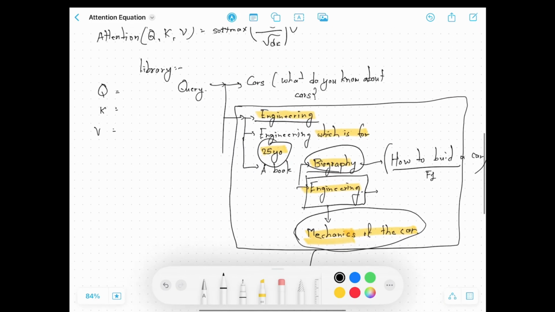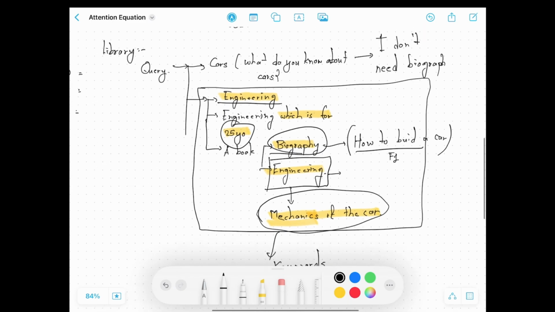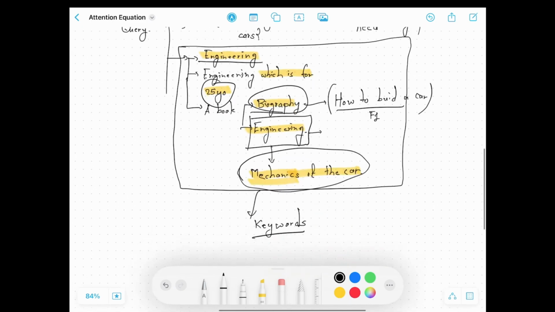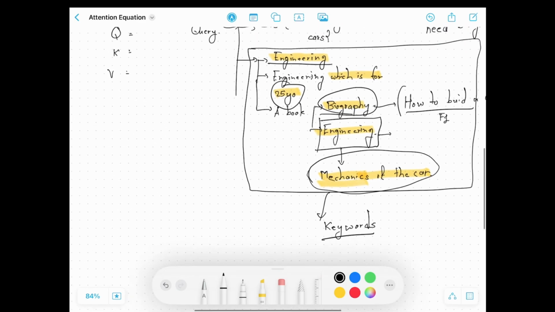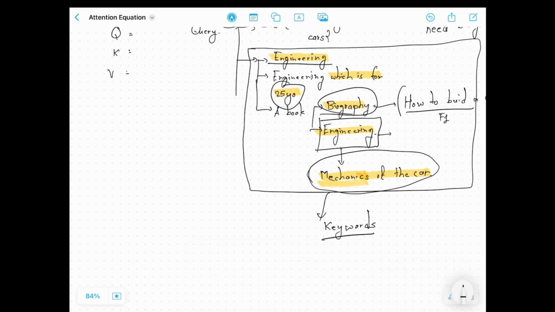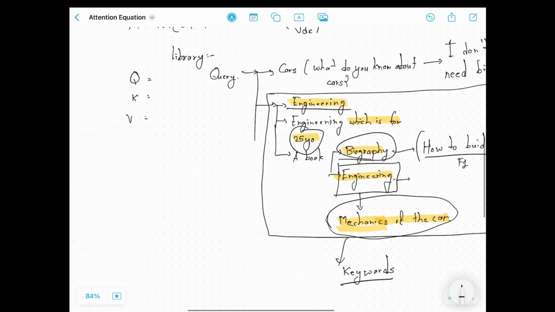So maybe I will be providing this to him in my query itself, like, hey, I don't need a biography. But maybe sometimes I am not using those keywords in my query itself. But anyhow, he will be looking at these keywords, and based on these keywords only, he will be able to understand what actual book I want. So these are simply called keys.